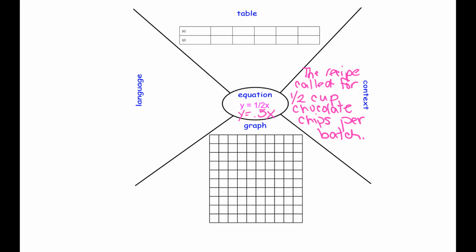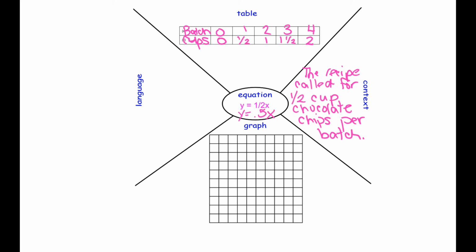So then if I go over here, my x is going to be the number of batches, and then my y is going to be the cups of chocolate chips. So if I make 0 batches, I need 0 cups. If I make 1 batch, I need half a cup. 2 batches, I need 1 cup. 3 batches, I need 1.5 cups. And 4 batches, I would need 2 cups.